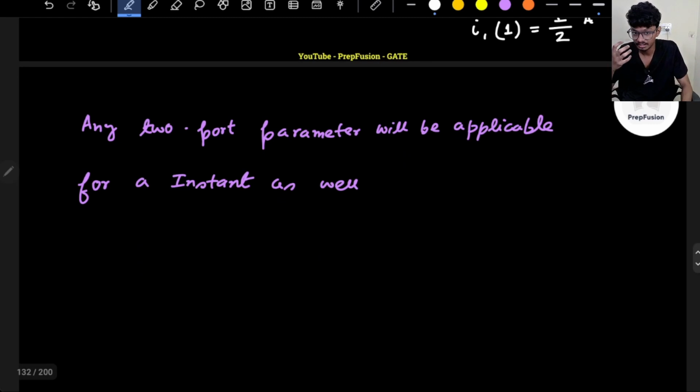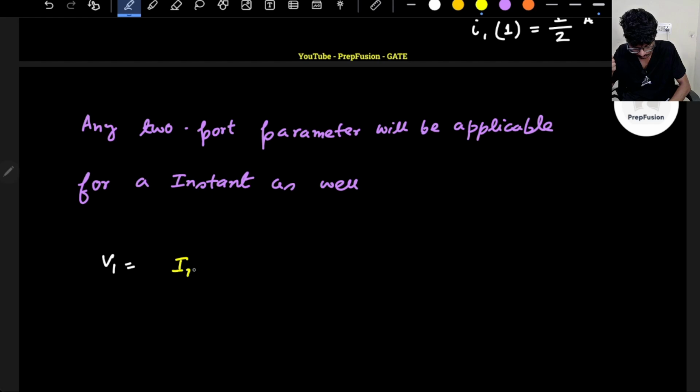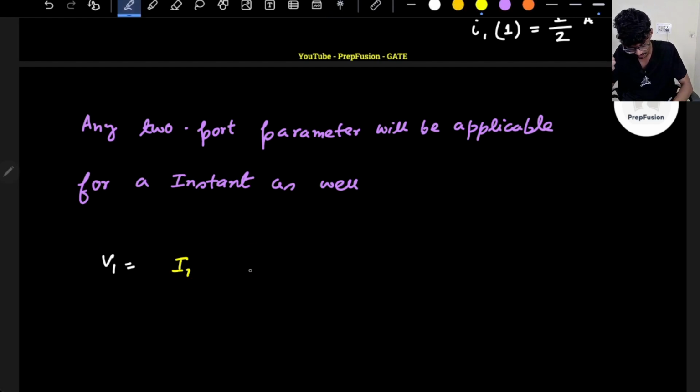I remember I used to write V1. Then, if I have written V1 on the left, I will not be able to write V1 on the right, so I have to write something else. I have to write I1. And of course, if I have written V1 and I1, only either I2 or V2 can be there. Obviously, it is a hybrid parameter. So one current is there, so there will be another voltage, so this will be V2. Now, this will be H11 into I1 plus H12 into V2. What is the other dependent variable? I2. I2 will be H21 into I1 plus H22 into V2. So this is the general equation.